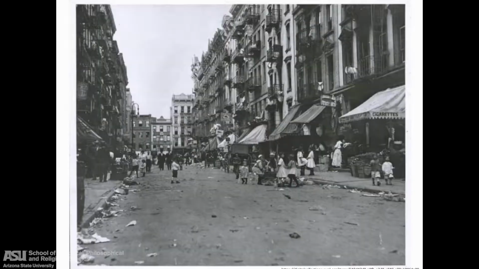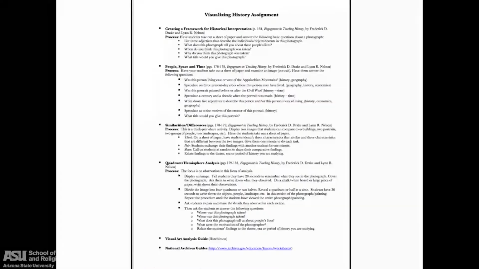So let's go back to our slide about Orchard Street. This is Congestion, Orchard Street, New York. It's one of 524 Lewis Hine photographs available from the New York Public Library. The links for the Lewis Hine biography and these photographs are on your content outline. And this will be our model for the Visualizing History strategy.